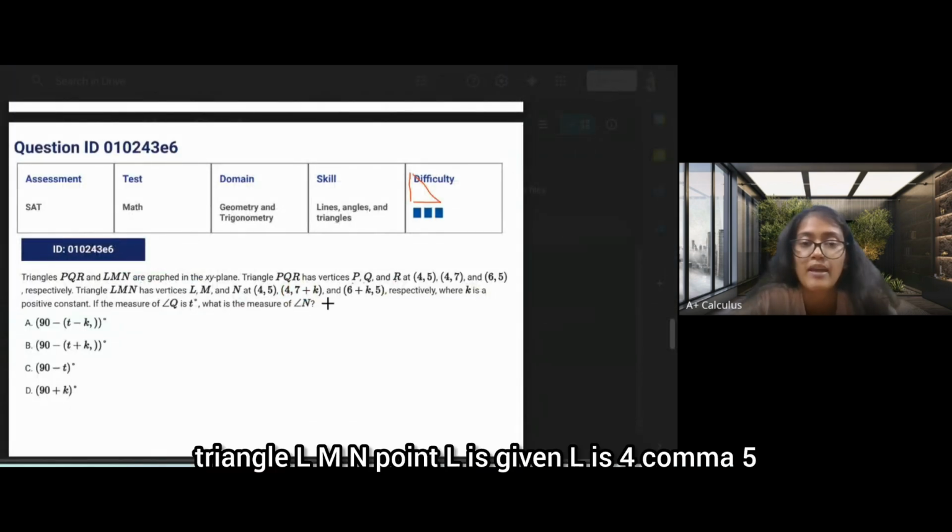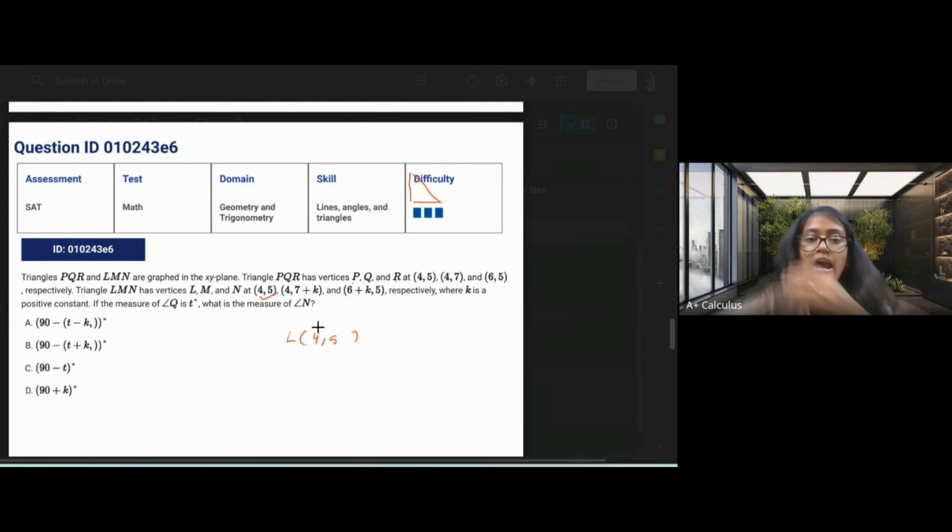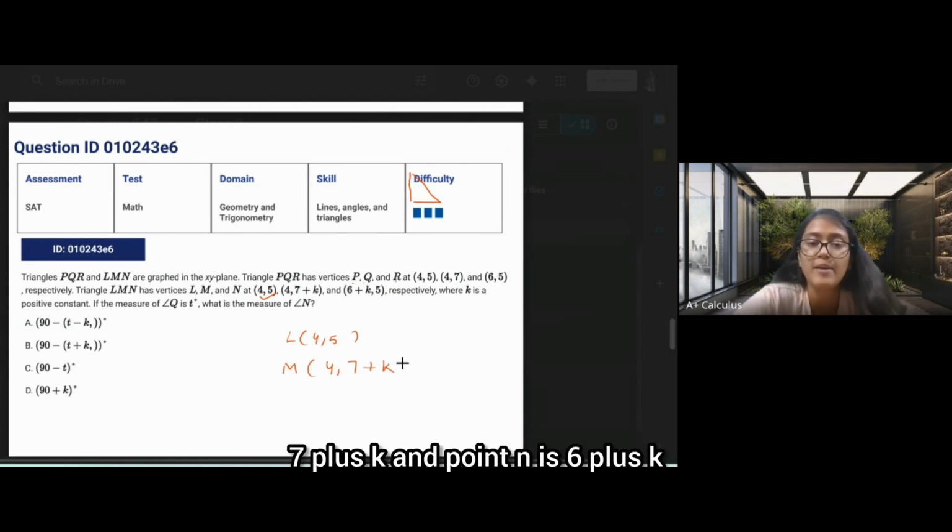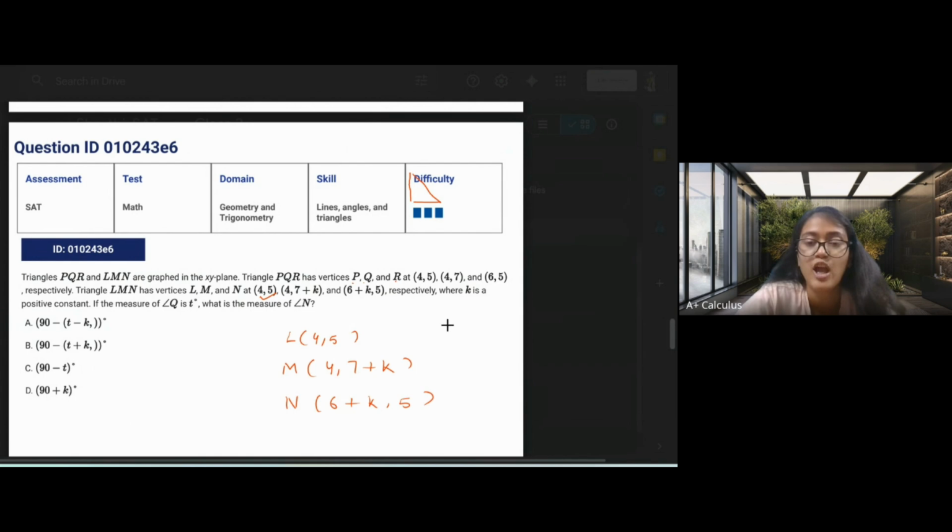triangle LMN, point L is given. L is (4, 5), and point M is (4, 7 plus K), and point N is (6 plus K, 5), where K is a positive constant. So this K is actually a parameter.